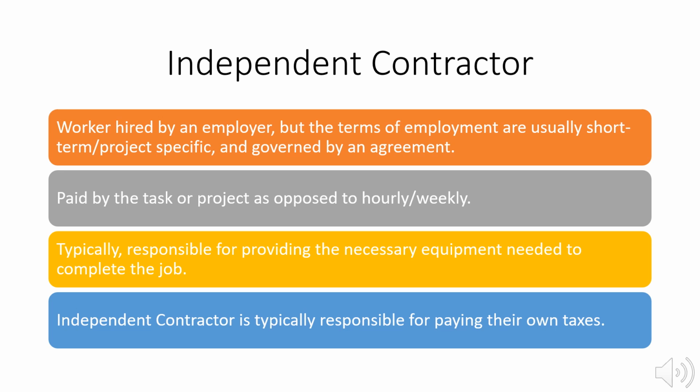So for example, if a photographer is hired to take pictures of an event, they are typically going to be responsible for furnishing their own camera in order to take the pictures to complete the job. Now finally, an independent contractor is typically responsible for paying their own income taxes, meaning the employer will not withhold on their behalf.